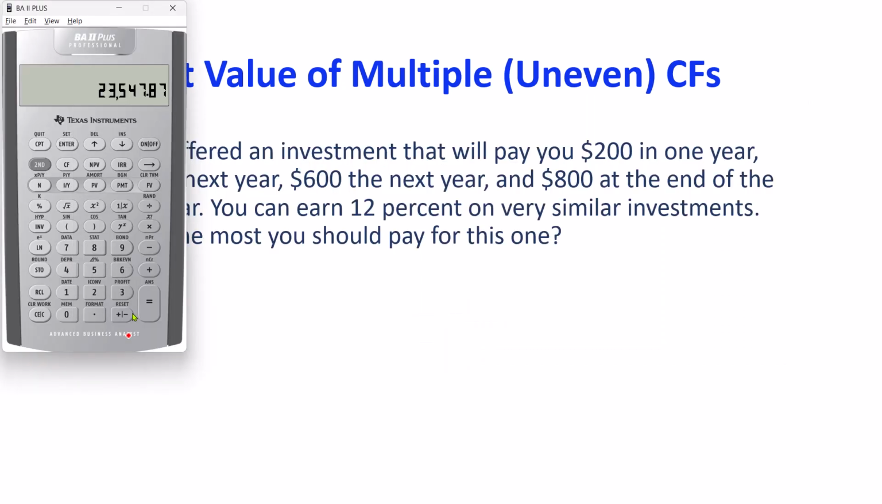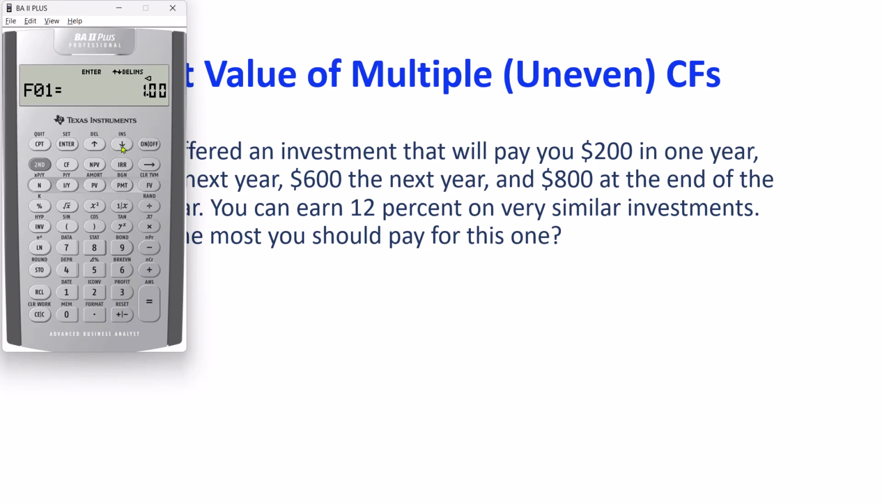Let's go to the BA II Plus Professional and calculate the present value of the cash flows that we have. Because we have uneven cash flows, we need to use the cash flow function. I'm just going to push the cash flow function. And because we don't have any cash flow at time 0, I'm going to leave cash flow 0 at 0. Cash flow 1 will be 200. You need to press enter before moving on.